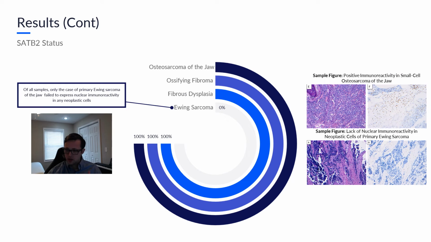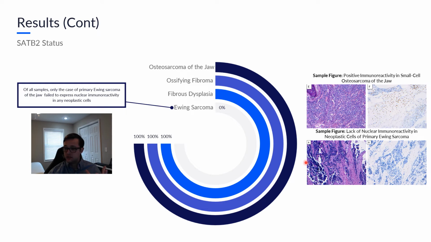I want to go into a little bit more detail on the SATB2 results we had. As you can see here, and as I mentioned earlier, of all the samples, only the primary Ewing sarcoma of the jaw failed to express any nuclear immunoreactivity. This is an important thing to note, as Ewing sarcoma and small cell variants of osteosarcoma share incredible histological similarities.